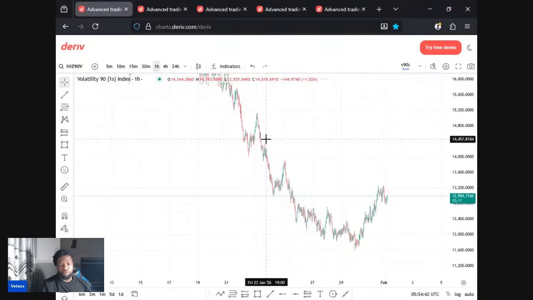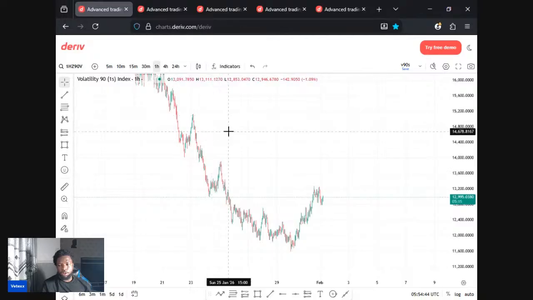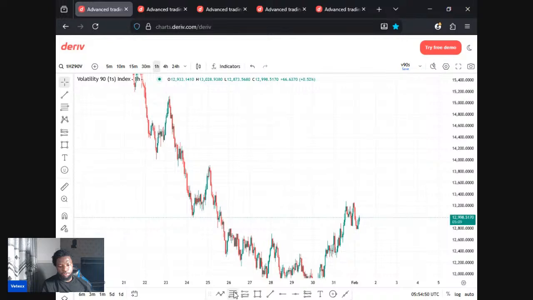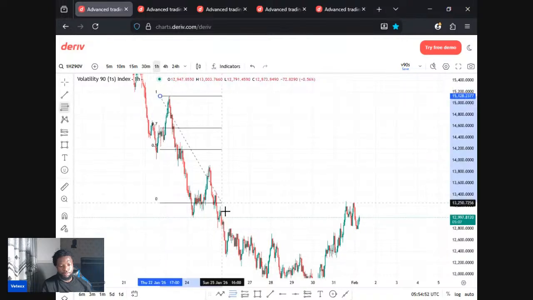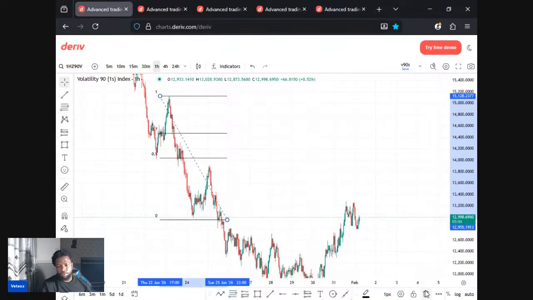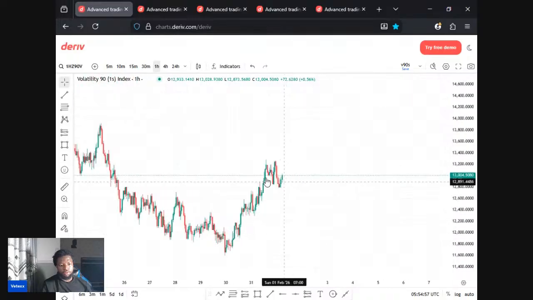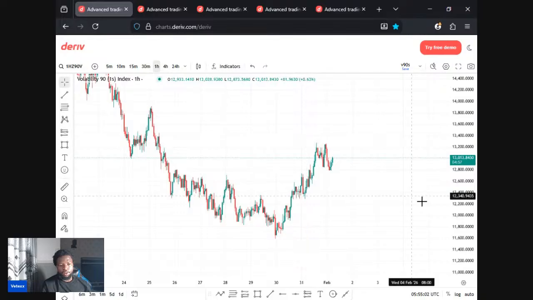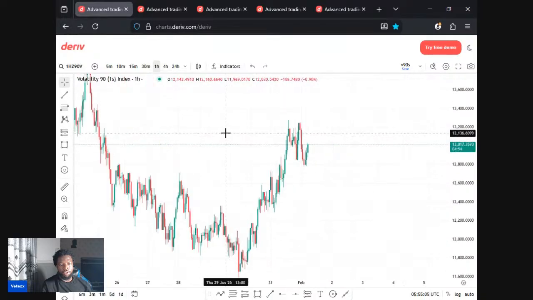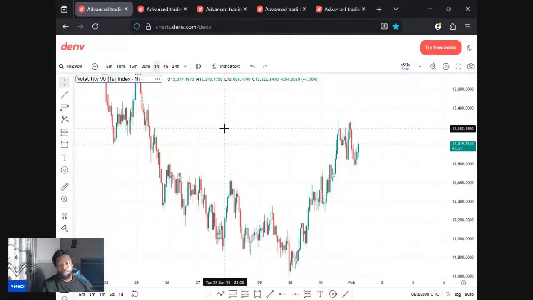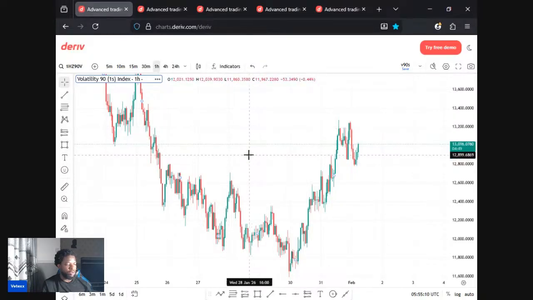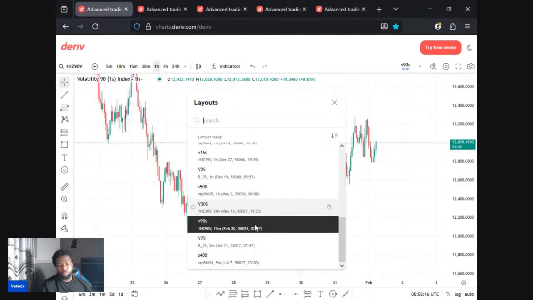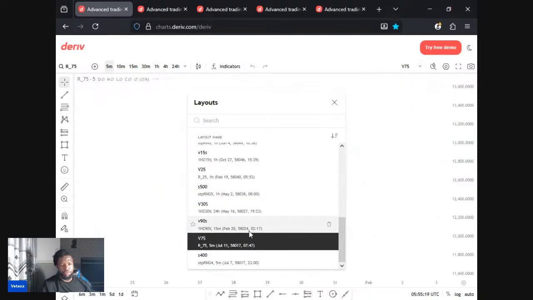Volatility 91S on the 1-hour time frame. Let me check if this is up to 50% retracement. No, really. So currently we can't anticipate anything on V91S. There's nothing happening on V91S at the moment. The next on our list is V75.